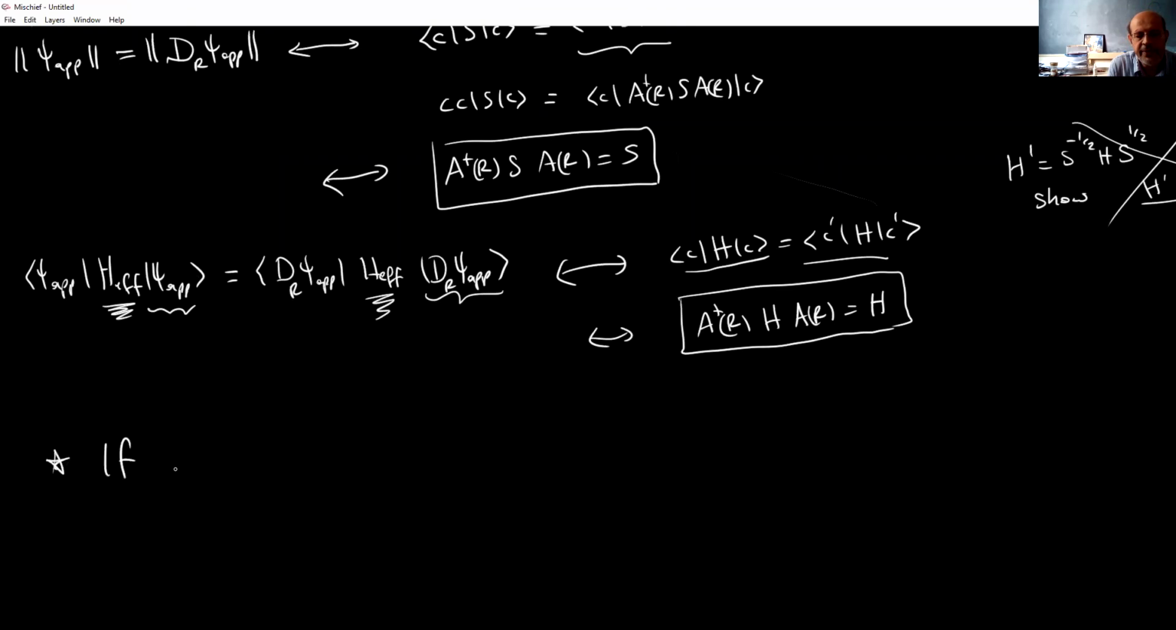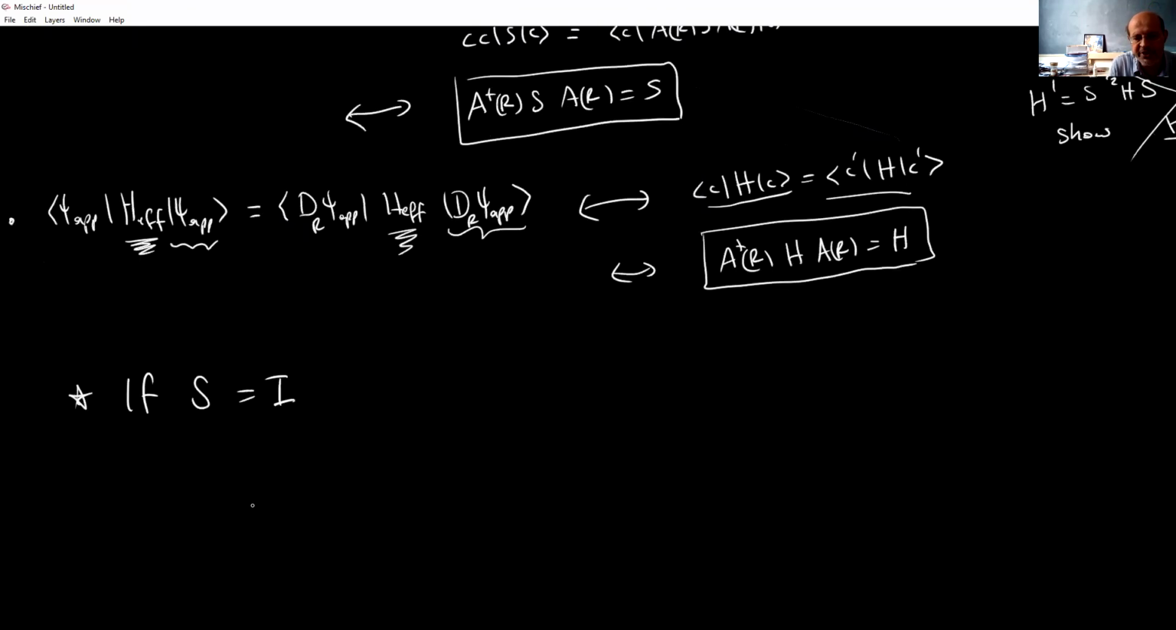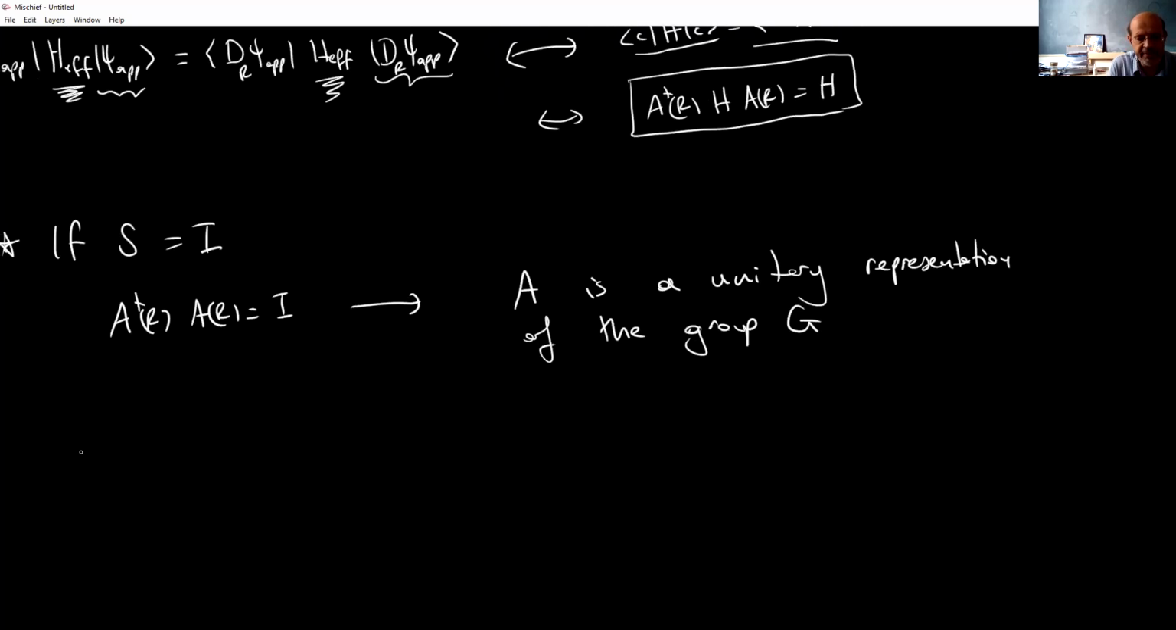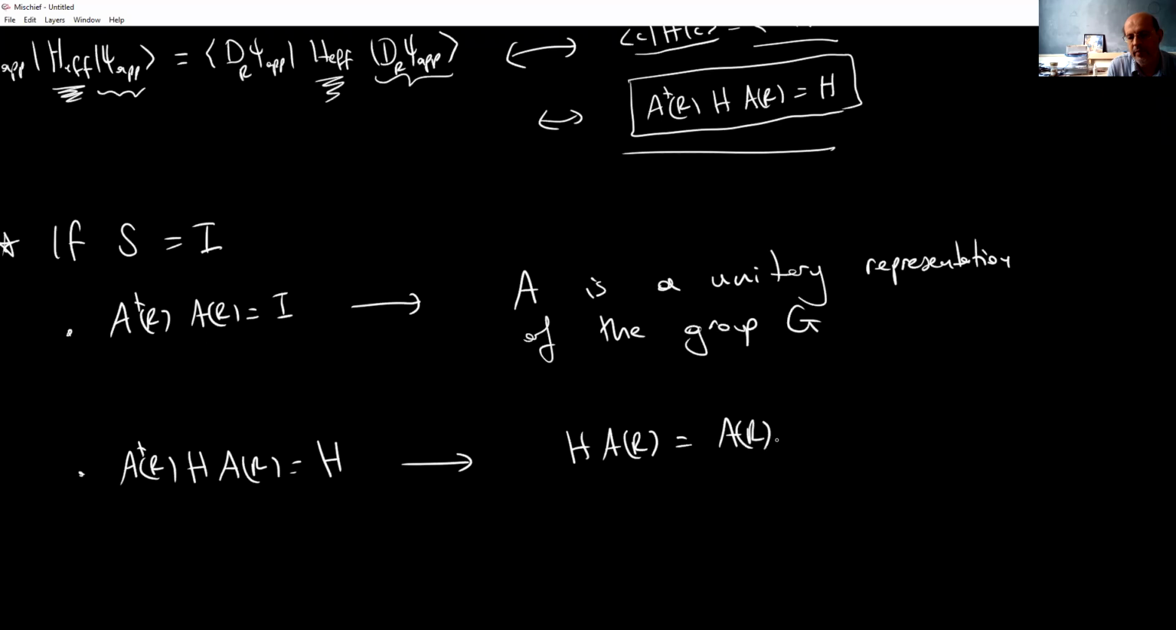If S is equal to identity, in that case, the first statement says A dagger(R) A(R) is equal to identity, which means A is a unitary representation of the group, the symmetric group G. The second one is this, the second statement: A dagger H A(R) is equal to H. This implies that H commutes with A(R). Okay, so that I can directly apply Schur's lemmas and things like that to that.